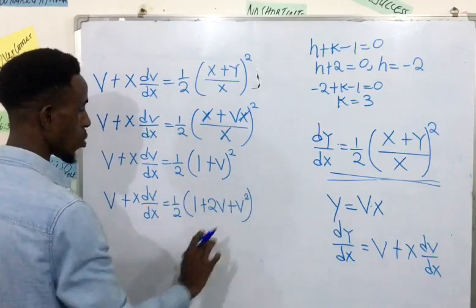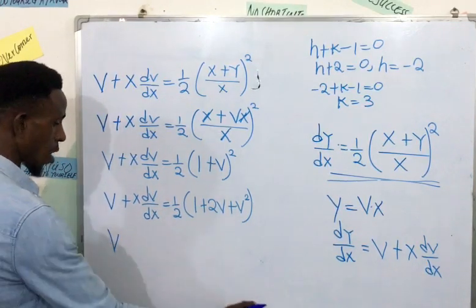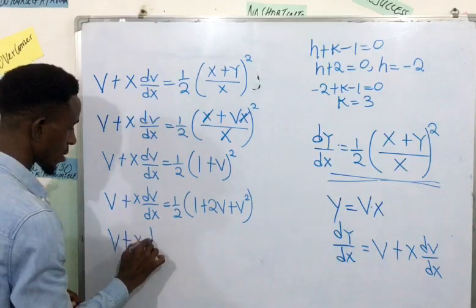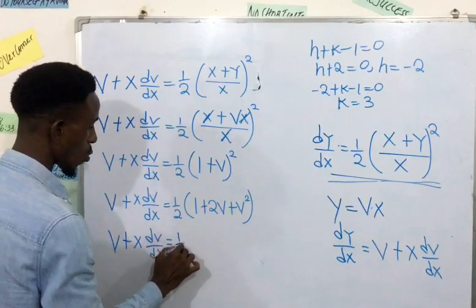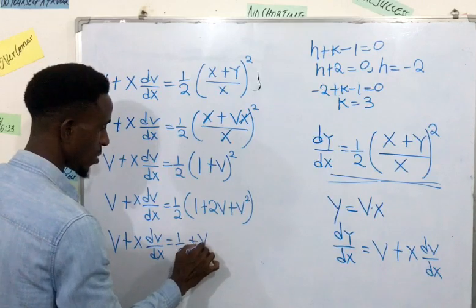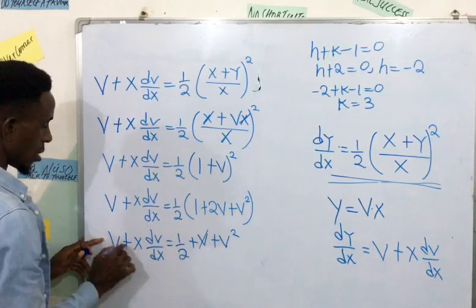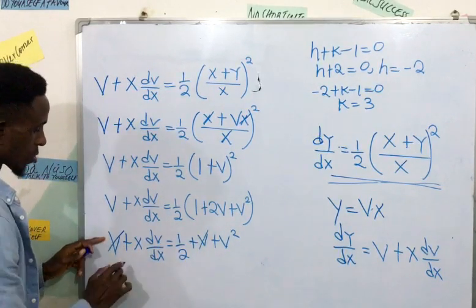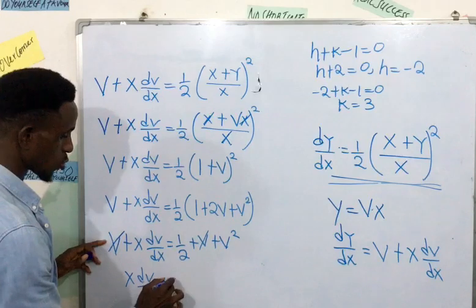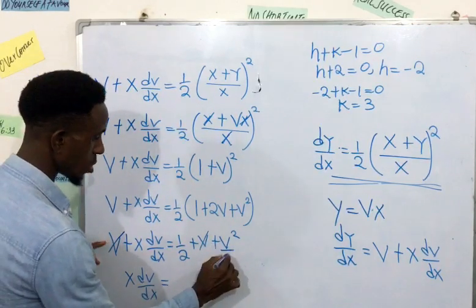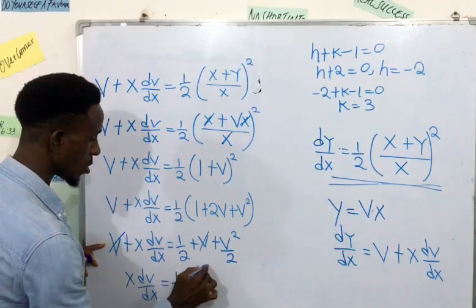If this goes into this point, I'll have v plus x dv/dx is equal to 1 over 2 plus v squared. This v, I'll bring it here, it will cancel out with this. Cancel out, so I'll have x dv/dx is equal to, okay, this one is going to be over 2. I'm going to have 1 over 2 plus v squared.